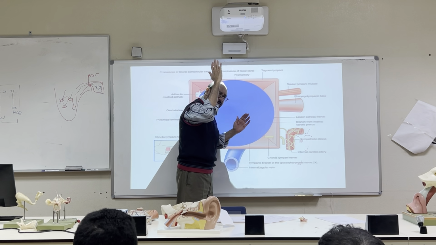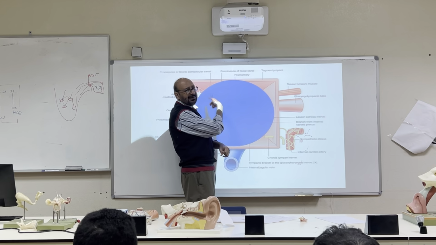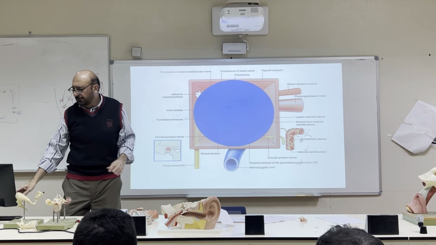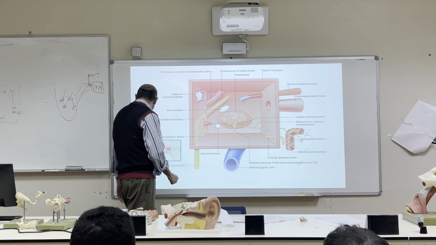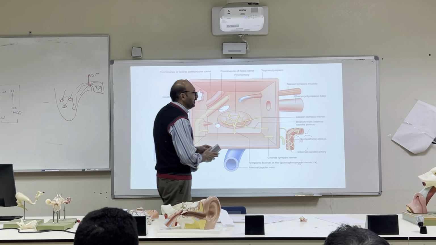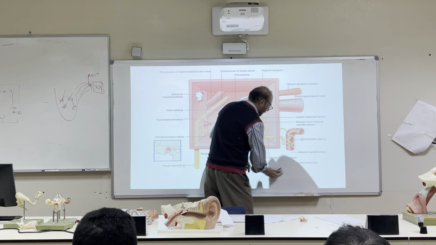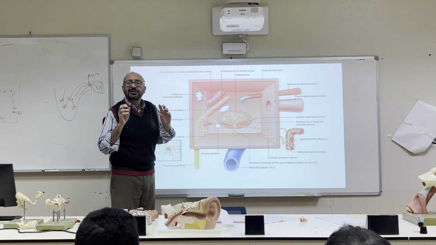I should remove the tympanic membrane to see the medial wall because this is the lateral wall. So once I remove the tympanic membrane, I will be able to see different structures. Some of them are impressions.